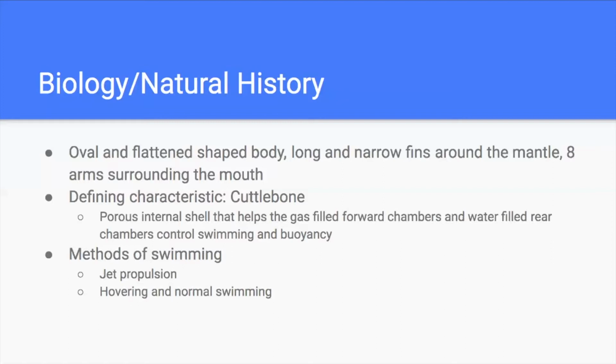They use it by sucking water into their body cavity using the cuttle bone and then expelling it through their siphon. And this propels them backwards and is used for escaping predators. And they typically reserve it just for escaping predators because it does require a lot of energy to do. And so they typically like to reserve that for when they actually need it.